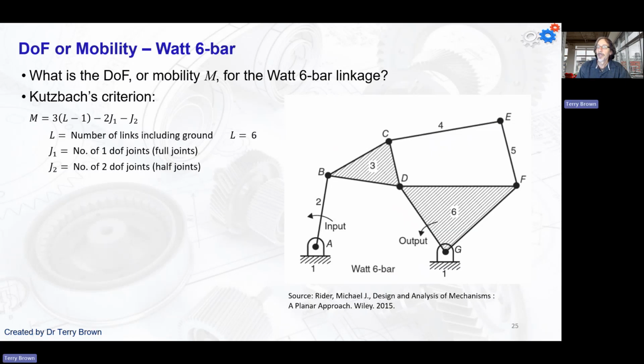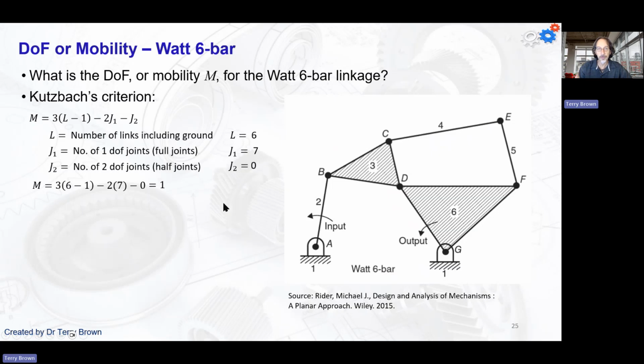Okay, so hopefully you counted the number of links, including ground, to be 6, and the name gives it away, of course. Count the number of joints. We've got 7: 1, 2, 3, 4, 5, 6, 7. No half joints. What's the mobility? 1. So even though it's a 6-bar linkage, because we've got these two ternary links in here, the mobility is still only 1.